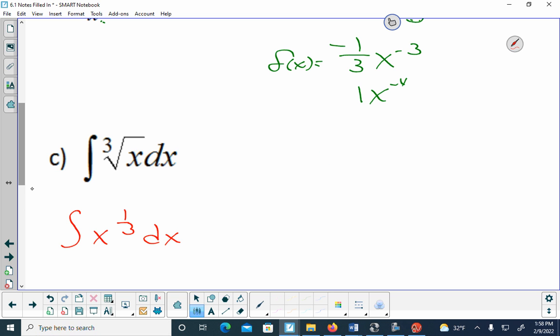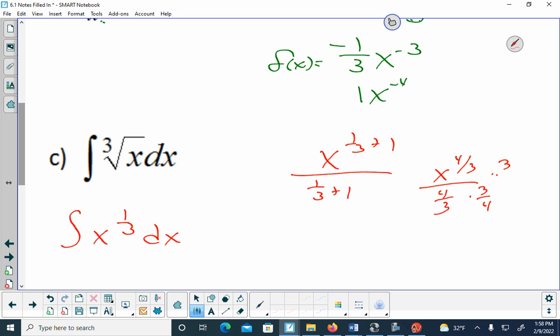So when I add 1, what do I get? So x to the 4/3 over 4/3. So I'm going to multiply by the reciprocal, 3/4.